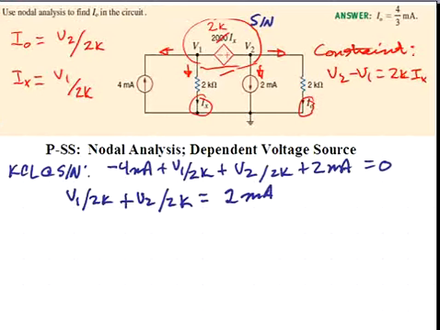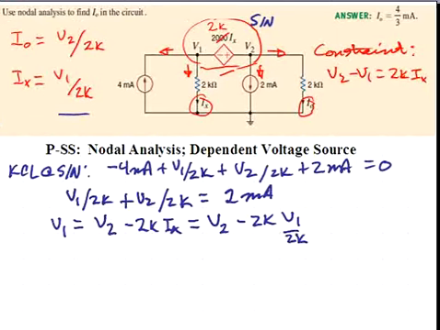We can now look at our constraint equation for the voltage source, and we have that V1 is equal to V2 minus 2K IX, and then we substitute the voltage form for the I sub X. We have V2 minus 2K I sub X, which we wrote above as being V1 divided by 2K. 2K's will cancel, and this gives us that V1 is equal to V2 divided by 2.